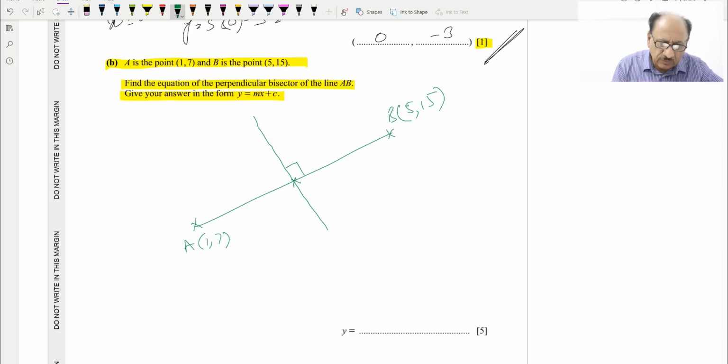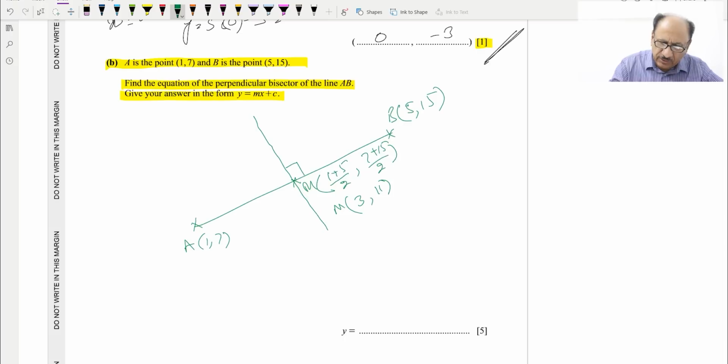So we can find the equation and the gradient of AB. First we need the coordinates of M, which is the midpoint. So (1 plus 5) over 2, and (7 plus 15) over 2. This is how we are finding the midpoint. So the coordinates of M will be 6 over 2, which is 3, and 22 over 2, which is 11. So (3, 11) will be the coordinates of M.